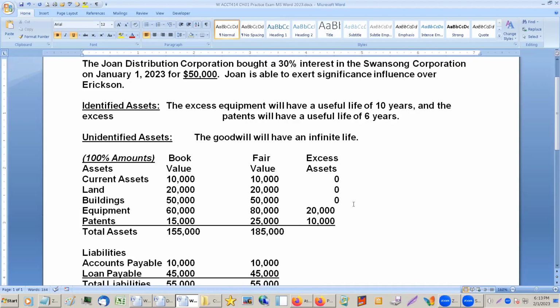Okay. Now, our share of those would be how much? 6,000. Wait, 6,000 for the equipment. Yeah, yep. And 3,000. Okay. And this one would be what, 20? 3,000. Yep.